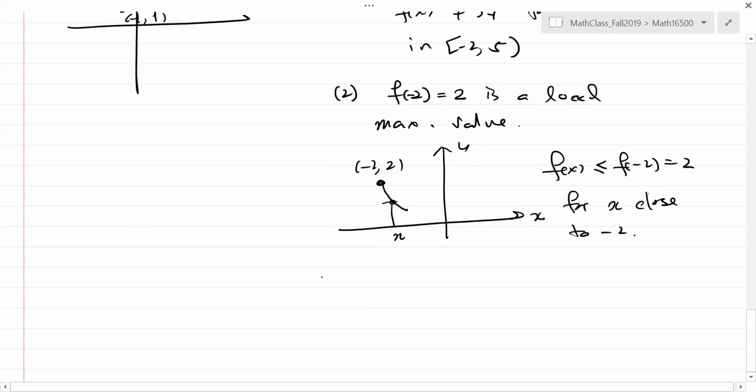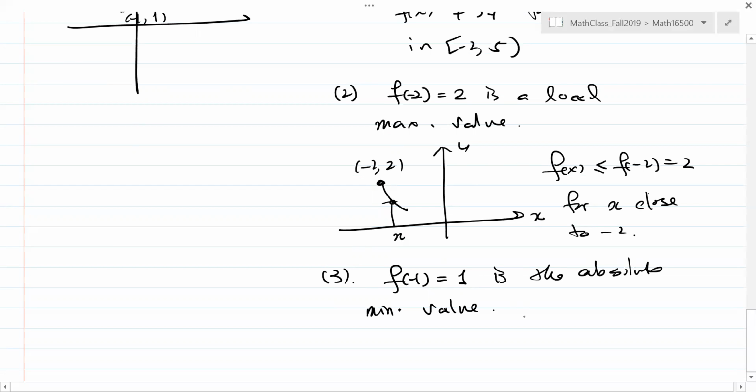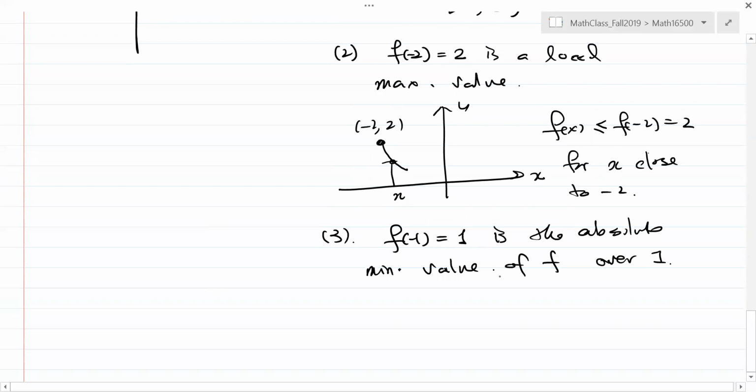Okay, third, f of -1, which is going to be 1, is not only the local minimum value, it's the absolute minimum value of the function over that interval. Right, from the picture, that's the lowest point. Now, actually, how can I get -1? If the function is complicated, how can I? -1 is a critical number.